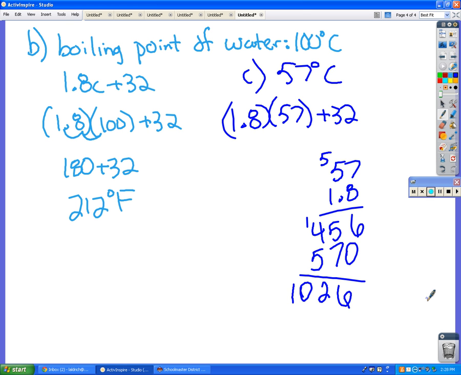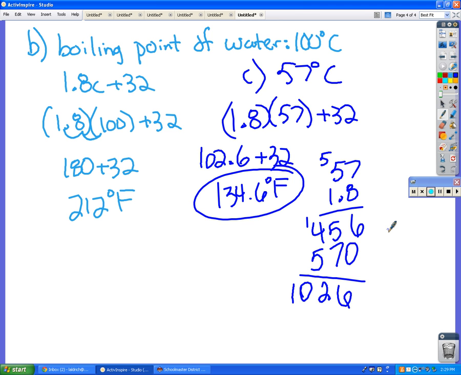What did we do wrong? No, we did the multiplication correctly. The formula. Forgot to add. We didn't add the 32 yet. That was just the first part. So this is 102.6. But then I have to go plus the 32. What's 102 plus 32? 134. Now we throw the 0.6 on the end, and now we are talking about a pretty hot day. 134 degrees. That's a little warm for me.